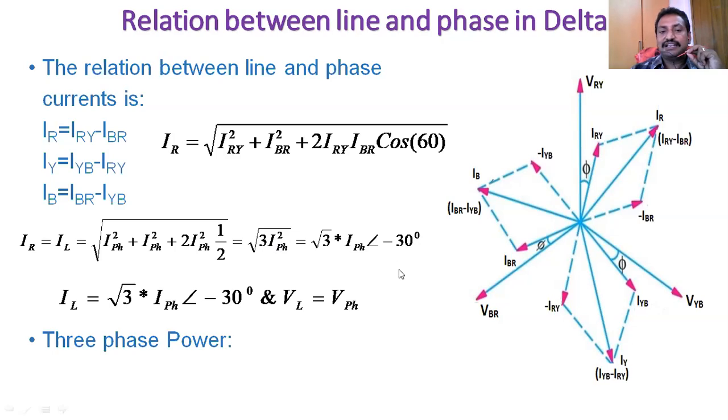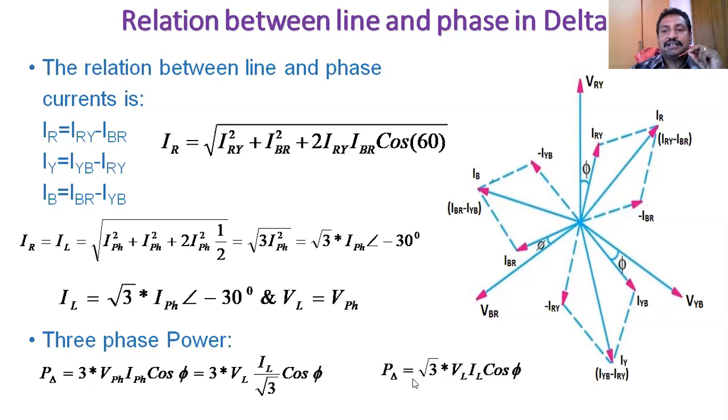And the three phase power in delta is the same: 3 into V phase into I phase into cos phi. But it will come back here: VL is equal to V phase, but IL is equal to root 3 I phase, so I phase is equal to IL by root 3. Substitute, and finally we get this: the power in delta is equal to root 3 VL IL cos phi. So remember, dear students, we learned the relation between line and phase voltage and current in delta, as well as powers in delta connection. So we conclude that VL is equal to V phase, IL is equal to root 3 I phase, and P delta is equal to root 3 VL IL cos phi.